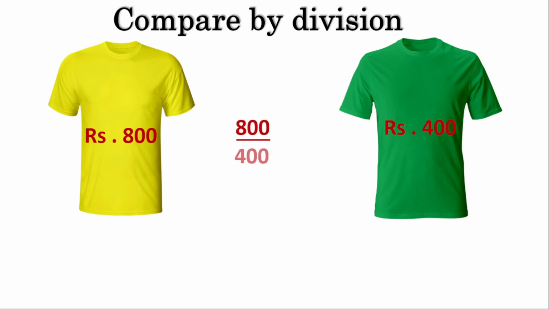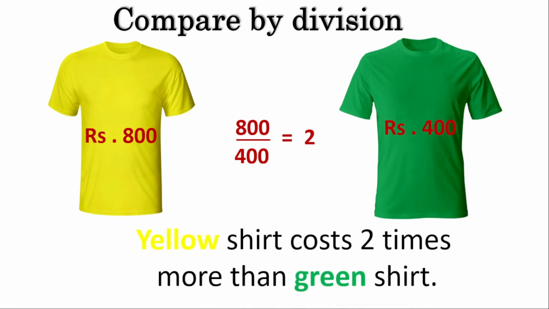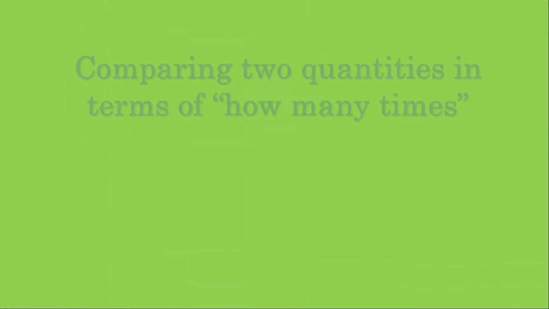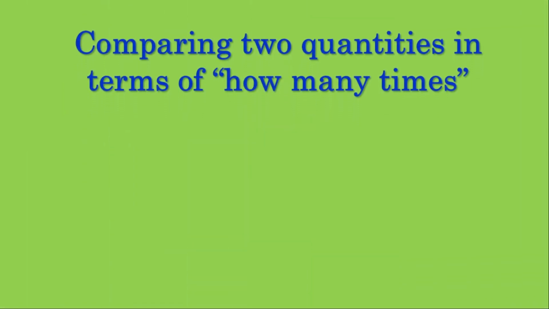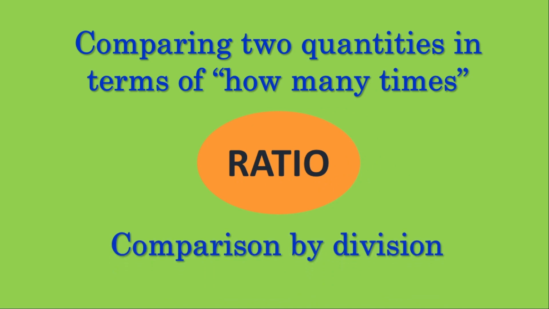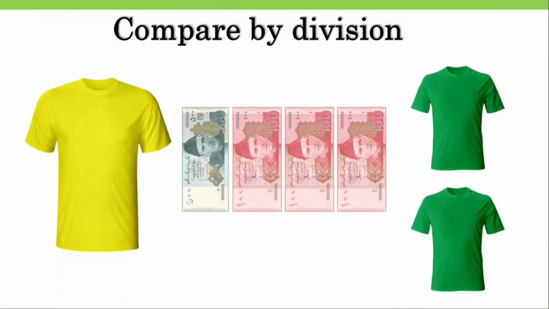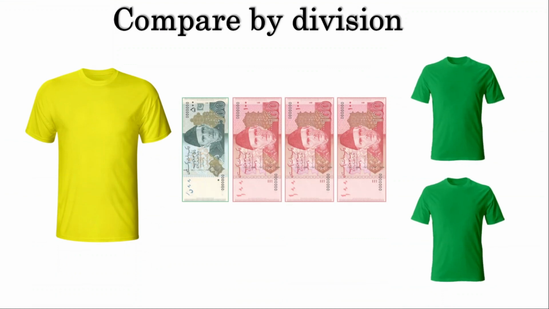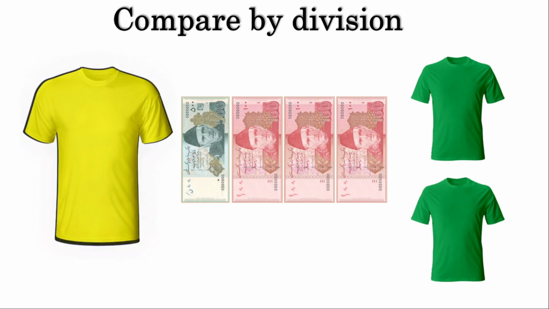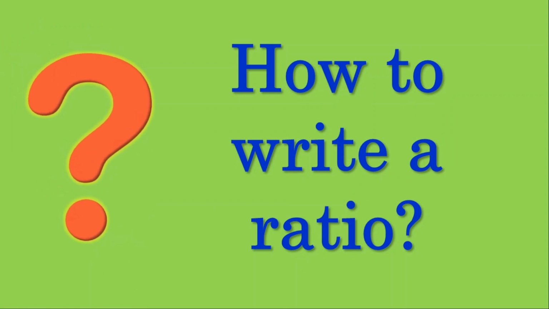If we divide the cost of a yellow shirt by that of the green shirt, we infer that the yellow shirt costs 2 times more than the green shirt. Comparison, where quantities are compared in terms of how many times, is called ratio. In simple words, comparison by division is called ratio. This tells us that we can purchase 2 green shirts with the same amount of money that is used to buy a yellow shirt. Now that we understand what is ratio, let's learn how to write it.